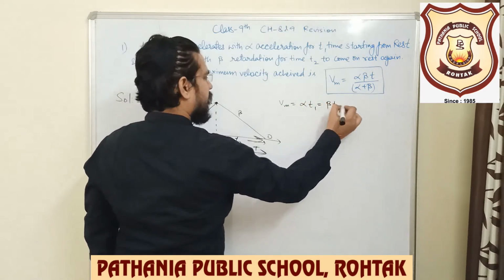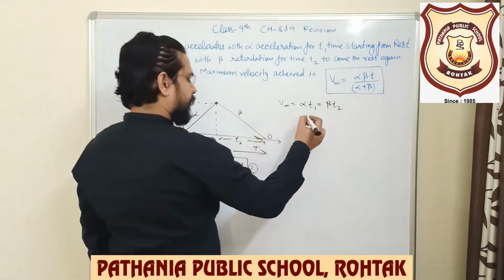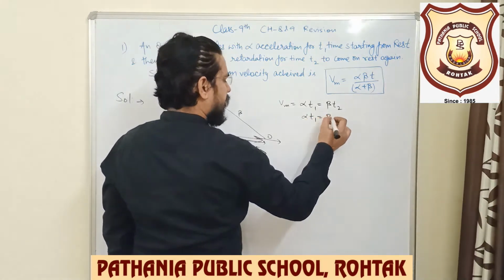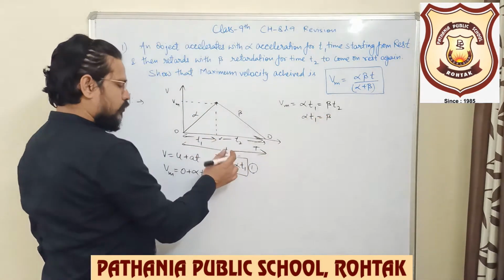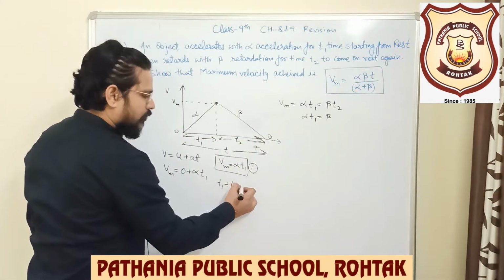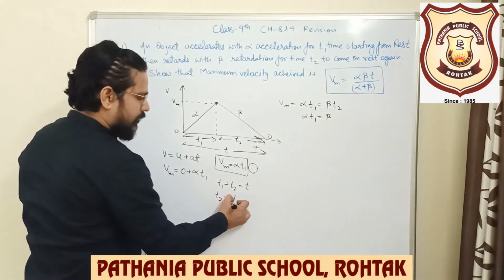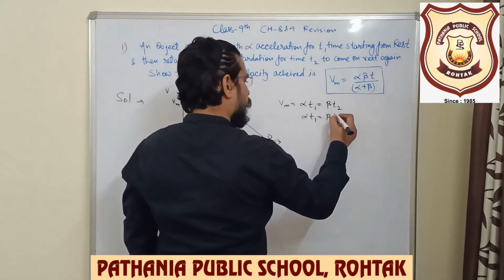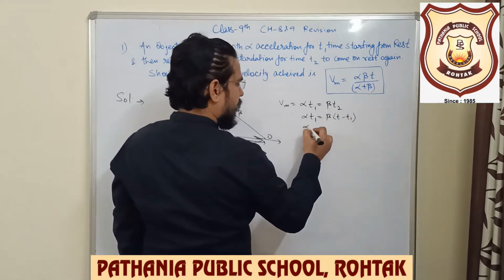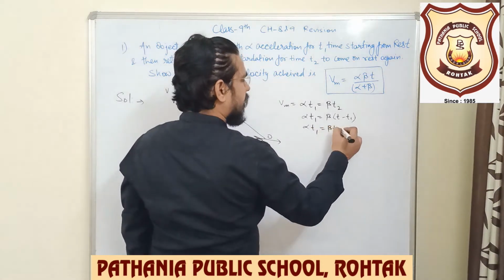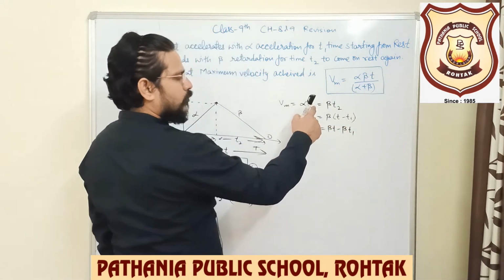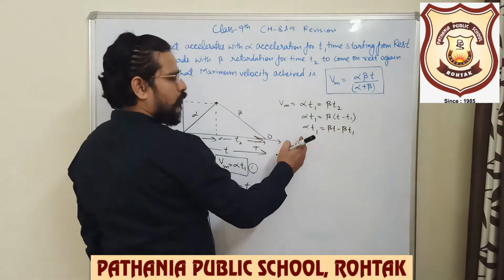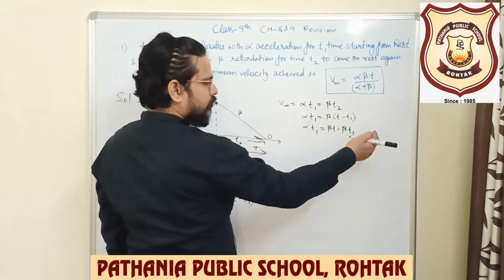to beta t2. So from this equation I can write alpha t1 equal to beta t2, and as I know that t1 plus t2 is equal to t, I can write my t2 as t minus t1. So if I place the value of t2 as t minus t1, I can write alpha t1 equal to beta t minus beta t1. I want to find the value of t1 in terms of alpha, beta and t, so I will try to put all my t1 on the left hand side and all other things on the right hand side.